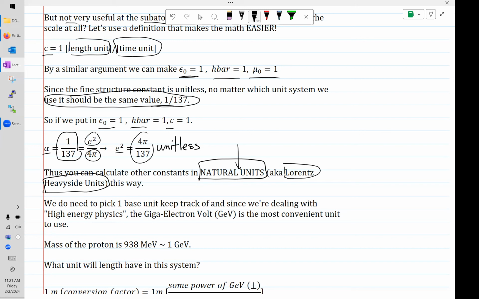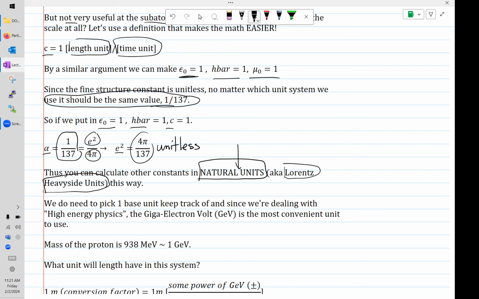The reason it's called natural units is that there's no reason a meter is this long, and there's no reason a second is this long. That's just what we started with historically, and we just stuck with it. Nature doesn't care how long a meter is or how long a second is.